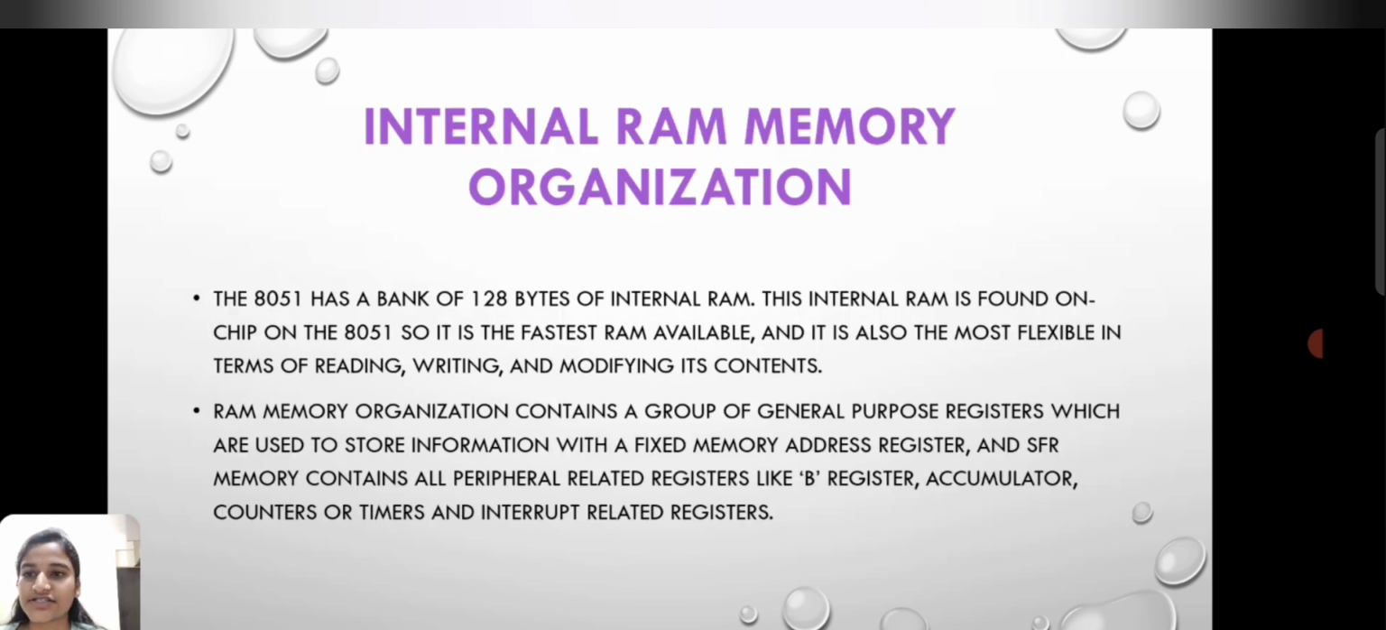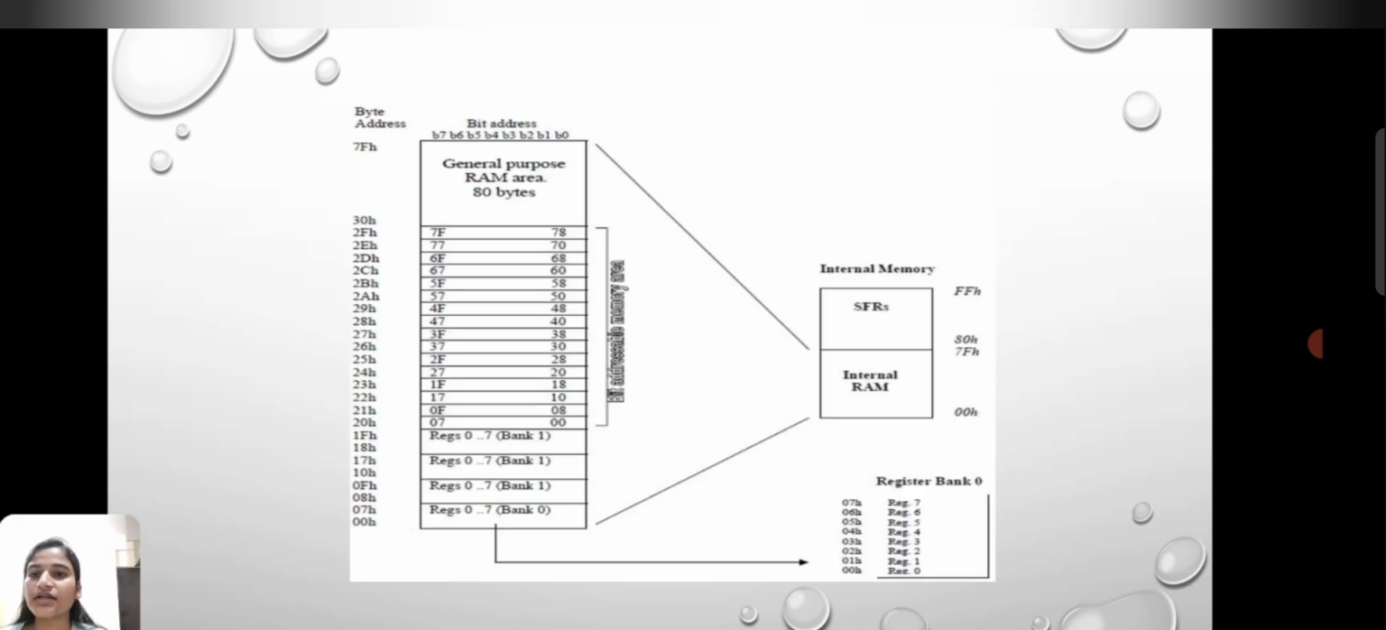Internal RAM memory organization. The 8051 has a bank of 128 bytes of internal RAM. This internal RAM is found on chip on the 8051, so it is the fastest RAM available, and it is also the most flexible in terms of reading, writing and modifying the contents. RAM memory organization contains a group of general purpose registers which are used to store information with fixed memory addresses. And SFR memory contains all the peripheral related registers like B register, accumulator, counters or timers, and interrupt related registers. Here you can see the internal RAM memory organization.